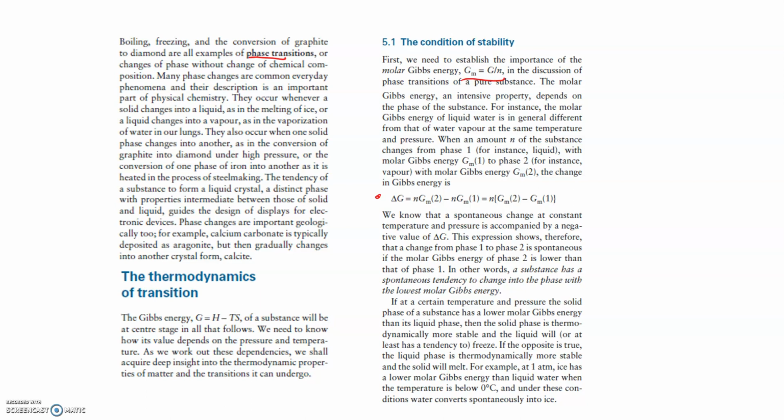If at a certain temperature and pressure, the solid phase of a substance has a lower molar Gibbs energy than its liquid phase, then the solid phase is thermodynamically more stable, and the liquid will, or at least will have a tendency to, freeze. If the opposite is true, the liquid phase is thermodynamically more stable, and the solid will melt. For example, at 1 atmosphere, ice has a lower molar Gibbs energy than water in its liquid form when the temperature is below 0 Celsius, and under those conditions, water converts spontaneously to ice.